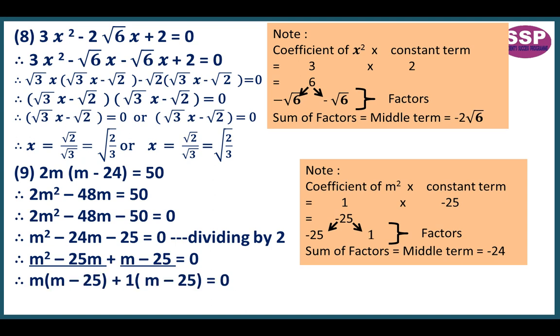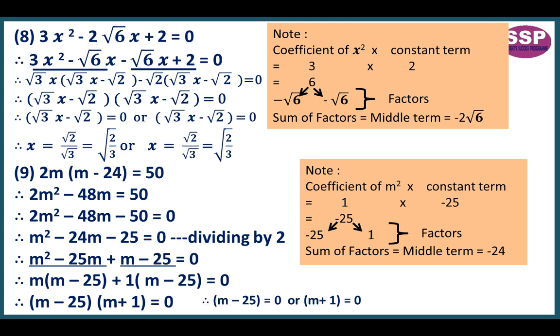m square minus 25m plus m minus 25 equal to 0. Now taking m common from the first two terms, we get m into m minus 25, and taking 1 common from the next group into bracket m minus 25 equal to 0. Now taking m minus 25 as common, we get m minus 25 into bracket m plus 1 is equal to 0. Therefore m minus 25 equal to 0 or m plus 1 equal to 0. Therefore m is equal to 25 or m is equal to minus 1. Okay.